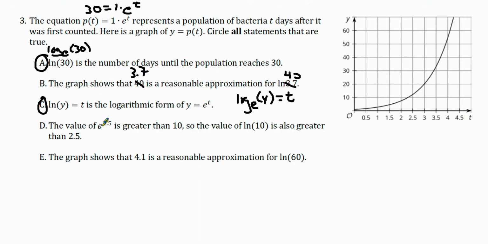On D, the value of e to the 2.5 power is greater than 10, so the value of natural log of 10 is also greater than 2.5. Now, I mean, we could just use our calculator and plug these in, right, to see what each of these values are. But we could also think about this on the graph, right?